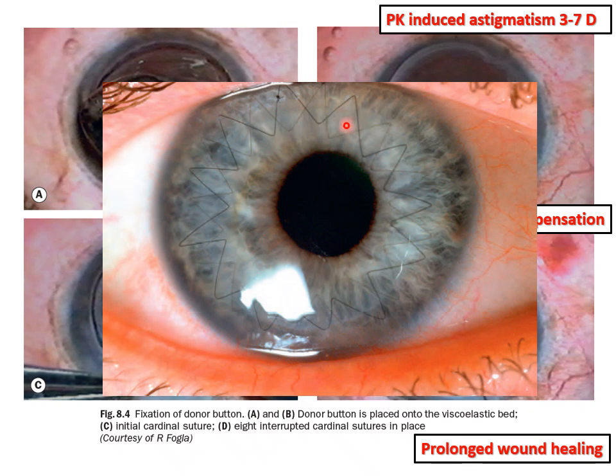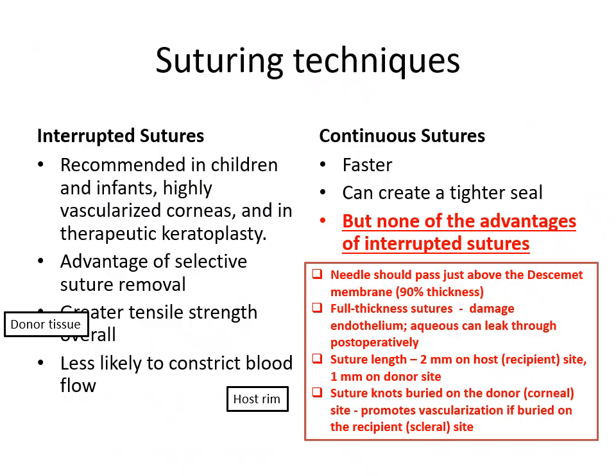And this is the continuous suture technique, right? We just saw the interrupted sutures, and this is the continuous suture technique. So, suturing techniques: interrupted sutures are recommended in children and infants, highly vascularized corneas, and therapeutic keratoplasty. The advantage of interrupted sutures is that you can selectively remove a suture if there is too much astigmatism being caused or if a suture is loose or infected. It appears to give a greater tensile strength overall because if one of the sutures breaks, you still have all the other sutures to hold the graft in place, and it is less likely to constrict the blood flow.